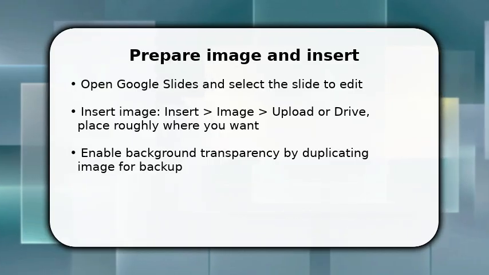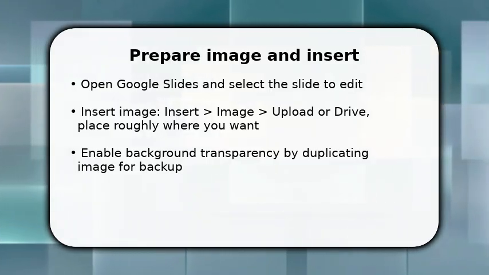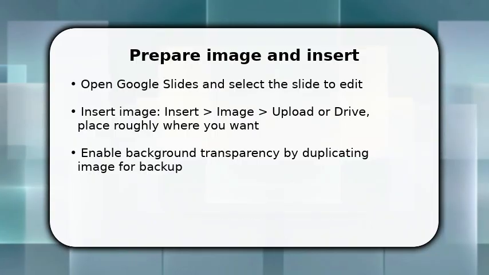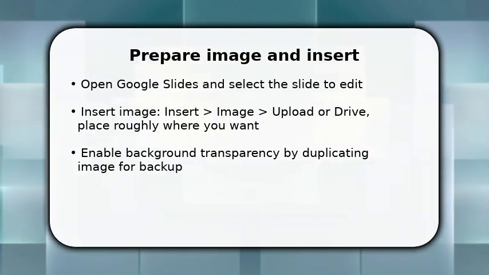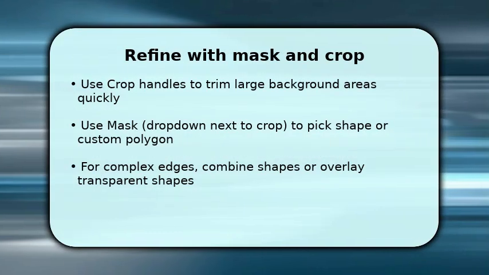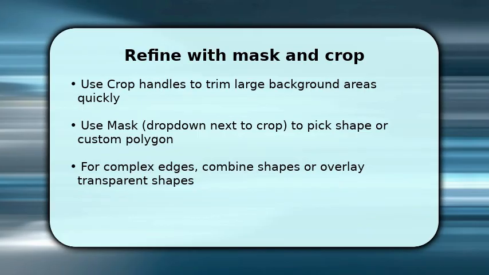Crop and rough shape the visible area to remove large, unwanted background sections before refining with more precise tools. Next, you refine the trimmed image using crop and mask tools to approximate the subject. First, use the crop handles to remove big chunks. This is fast and preserves image quality.